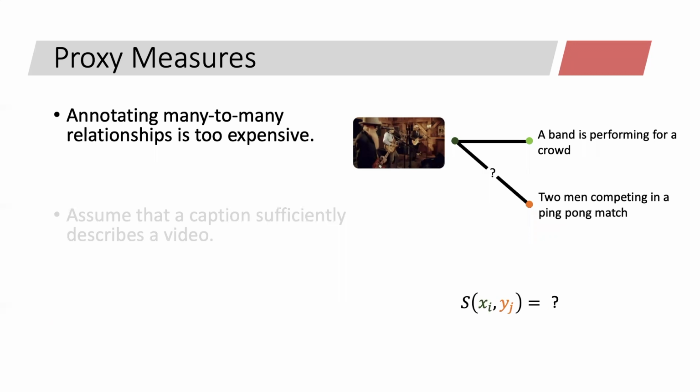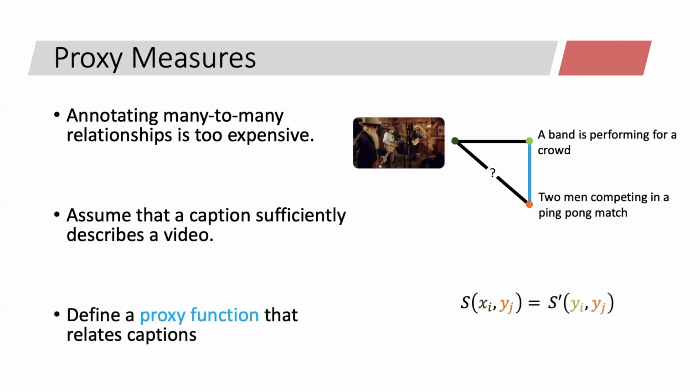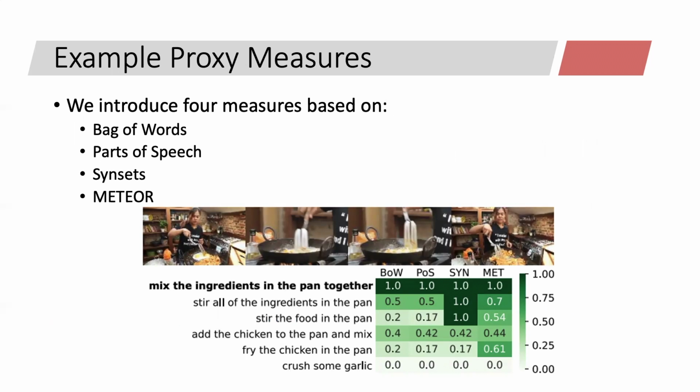To do this, we first assume that a caption sufficiently describes the video it was collected for, and that allows us to define a proxy function that relates two captions, allowing us to relate a video with a different caption. In the paper, we introduce 4 proxy measures based on bag of words, parts of speech, synsets, and METEOR. We show several examples of how these proxies compare to each other and the emphasis they give to actions and objects in the captions.